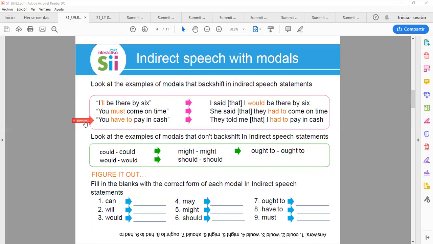"You have to pay in cash." Indirect speech: They told me that I had to pay in cash.